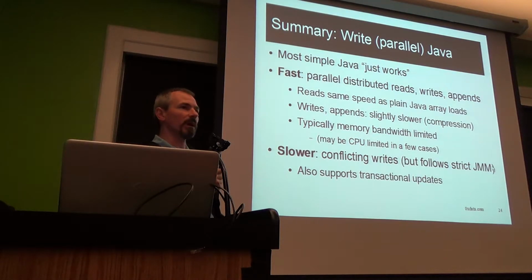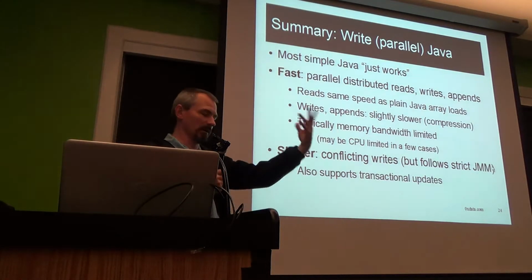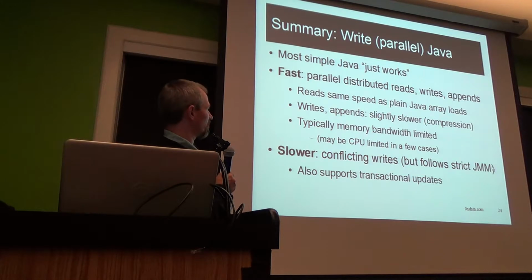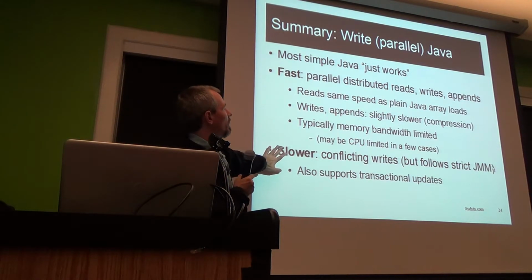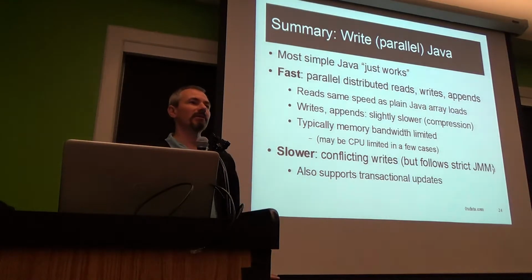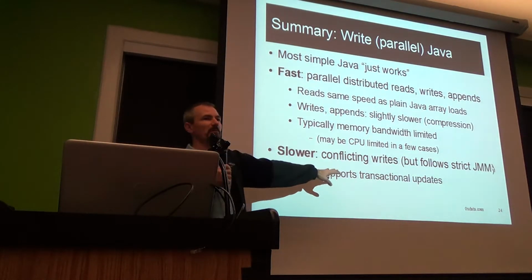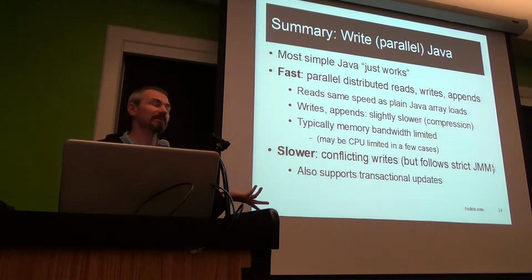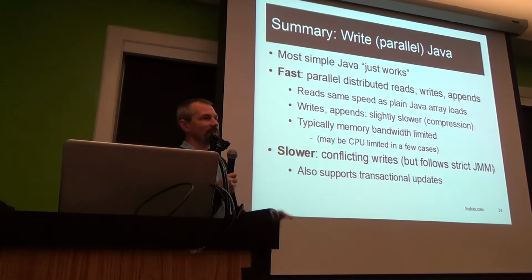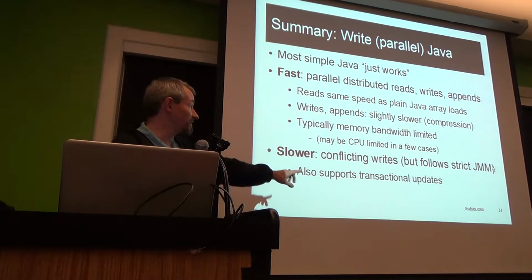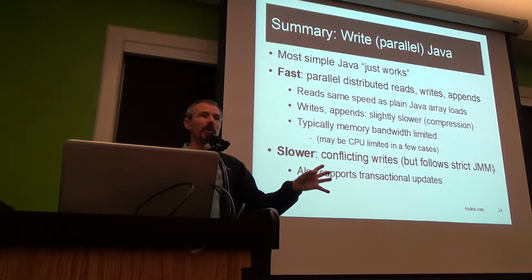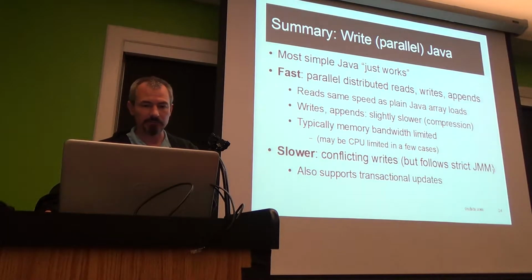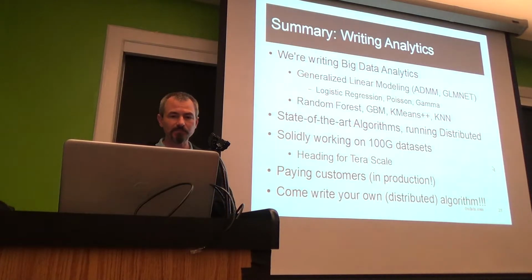That also means that when I write data into temp columns for whatever reason, it gets compressed behind your back too. But typically I'm memory bandwidth limited anyhow, so the compression is all hidden. I do follow the strict Java memory model rules across the entire cluster. So if you have conflicting writes, you'll get what the Java memory model does, which is fairly loosey-goosey, so it might not be what you want, but at least you know what the guarantee is. And I do transactional updates if you ask for it. We use transactional updates all the time to do all the control logic hidden behind the system. So there's a lot of stuff in there that makes it look easy that's relying on transactional updates.